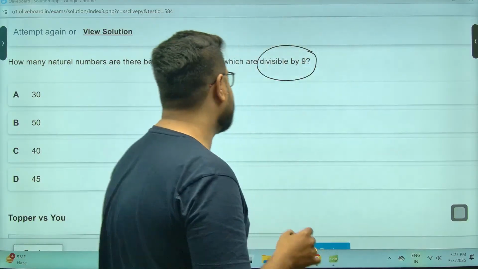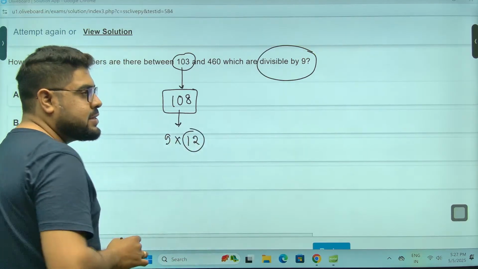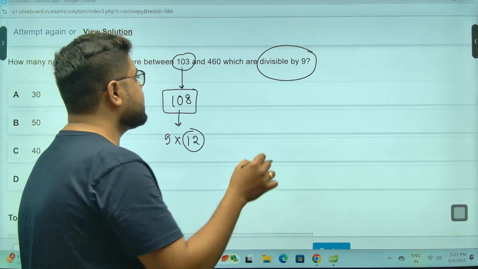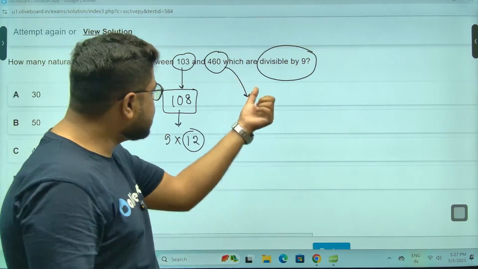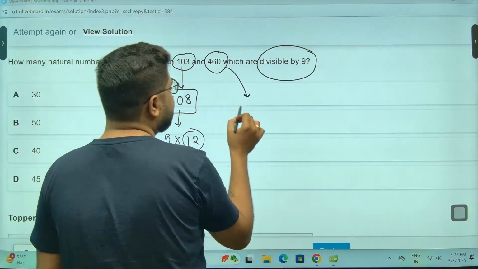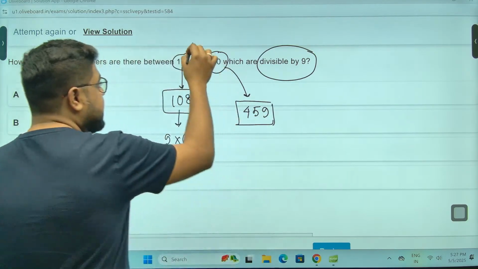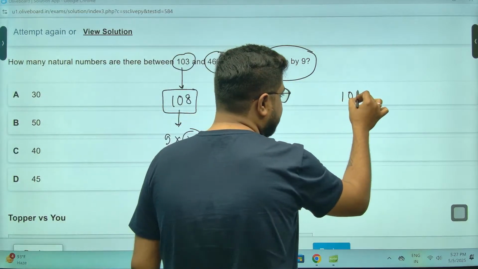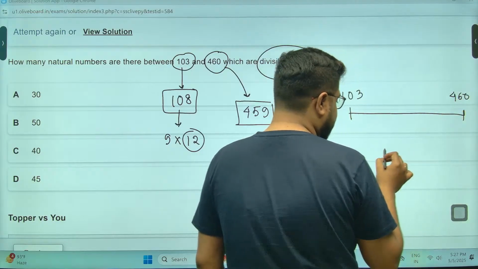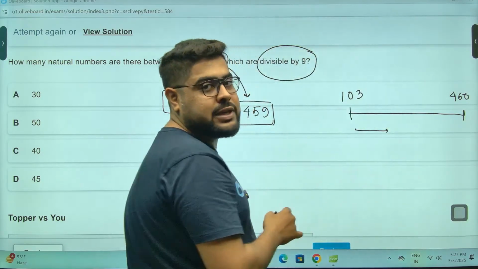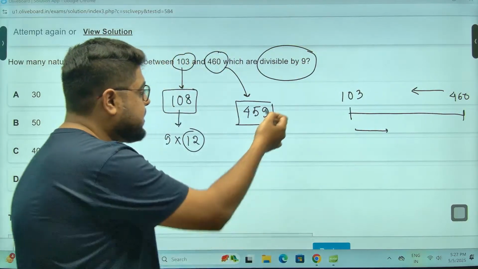108 is the next number, which is equal to 9 into 12. This is the 12th multiple of 9. Sir, next is 460. Sir, what is the next number? If I have 460, you will say 459. It is divisible by 9. But I have to keep my range starting from this up to 460, so I can take something greater than 103, but I must contain myself to something less than 460.